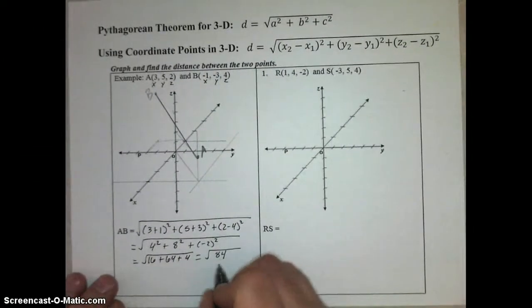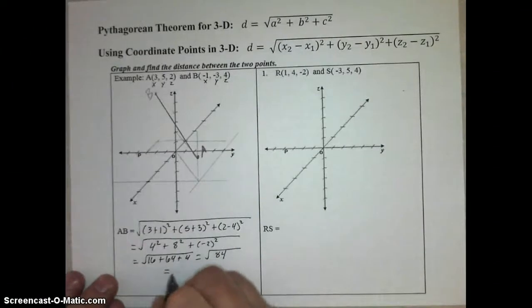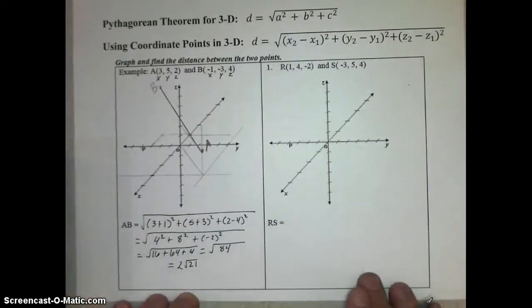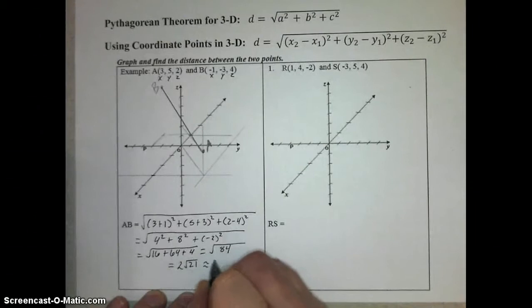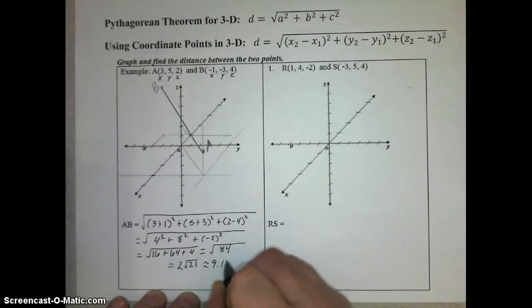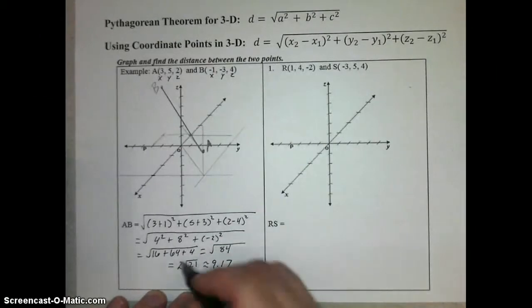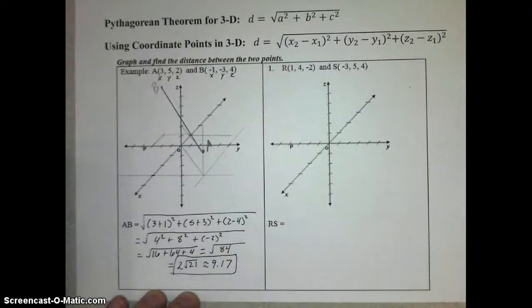And now we can write that one of two ways. I can simplify the radical, or I can round that. So the radical simplified gives me 2 root 21, because 84 can be divided by 4. That's the largest perfect square factor of 84. And then that is approximately 9.17 if I round to the nearest hundredth. So either way of writing that answer is acceptable.